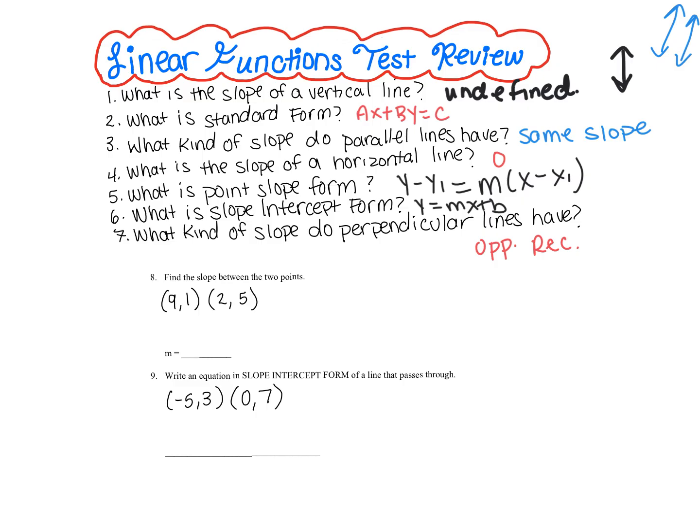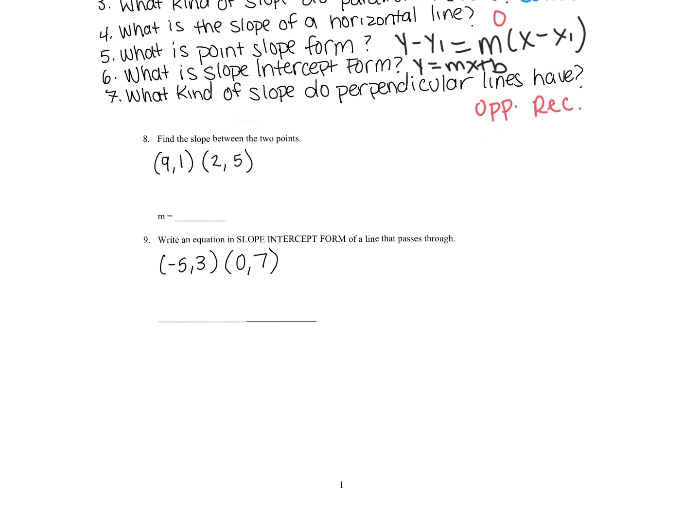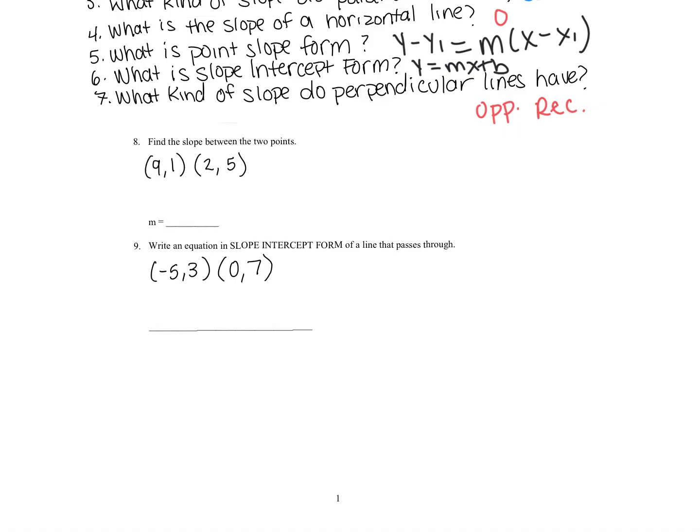Now, the rest of these questions actually have some math. You have to be careful and read the directions. It's not asking you to write an equation. What is number 8 asking you to do? Find the slope. If you're finding the slope, all you have to do is calculate the slope. If you're given 2 ordered pairs, you use the slope formula, y2 minus y1 over x2 minus x1, right?